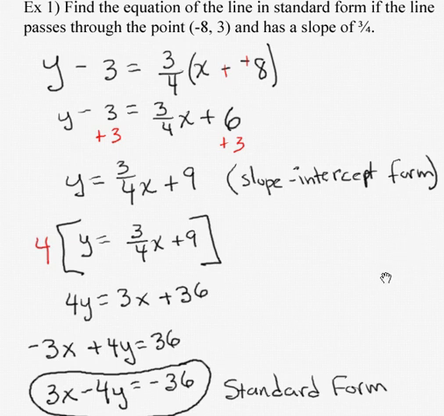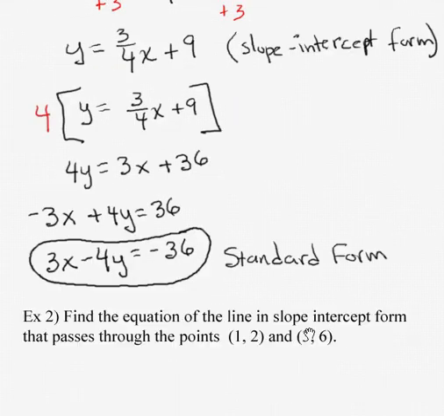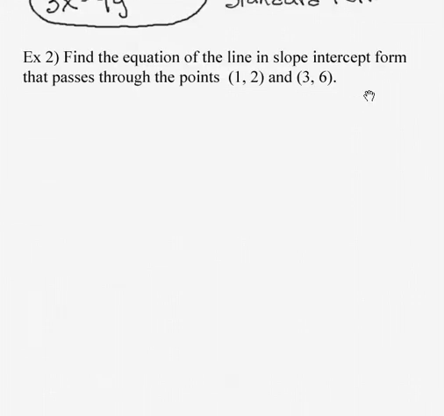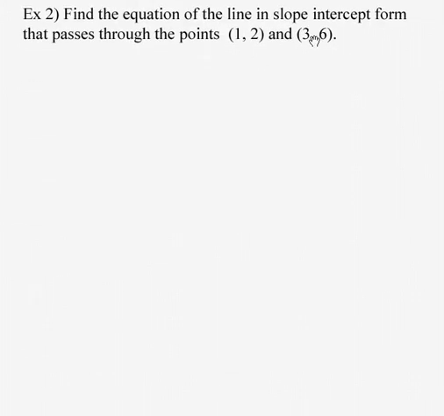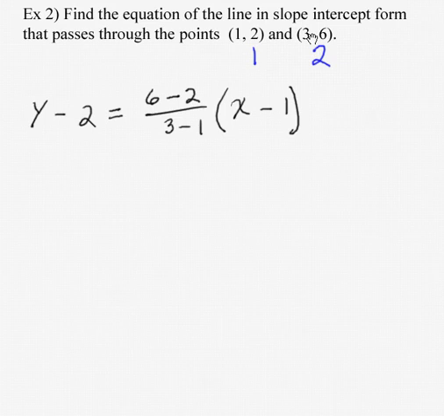All right, let's look at another example. Here we have the situation where we have 2 points, and we need to find the equation of the line between 2 points. So let's just call one of them point 1, one of them point 2, so we're consistent. Doesn't matter which is which. What's important is that we're consistent.